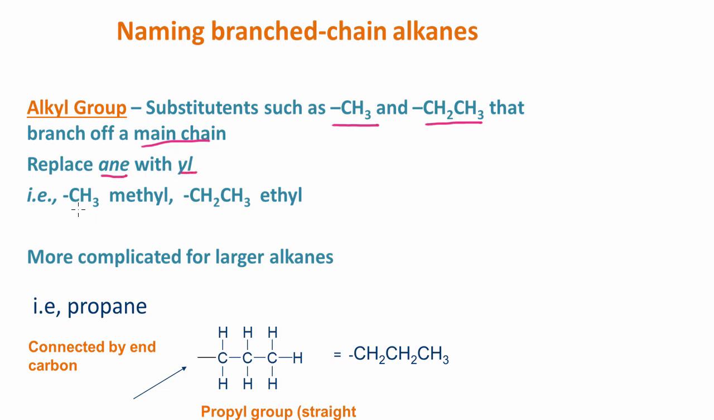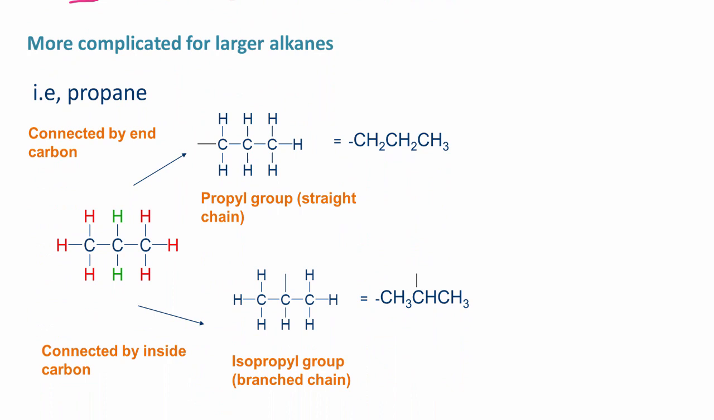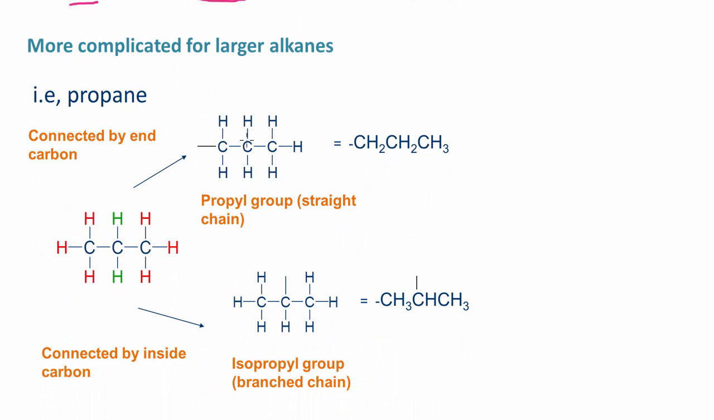So for example, we have a 1-carbon alkyl group, so rather than calling it a methane group, we would call it a methyl group. Here we have an ethyl group. It gets a little more complicated for the larger alkyl groups. So for example, here we have a propyl group. Okay, remember 3 carbons, that corresponds to propane. This would be a propyl group. This here just shows the point of attachment.